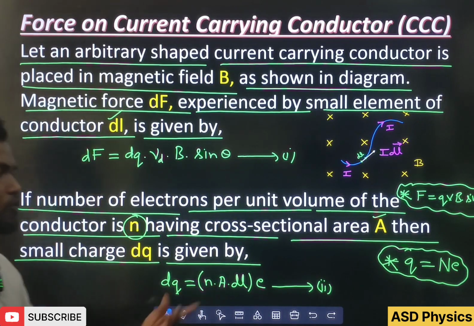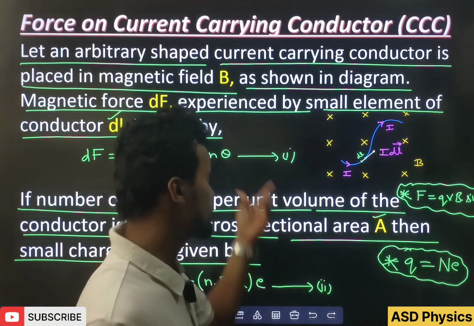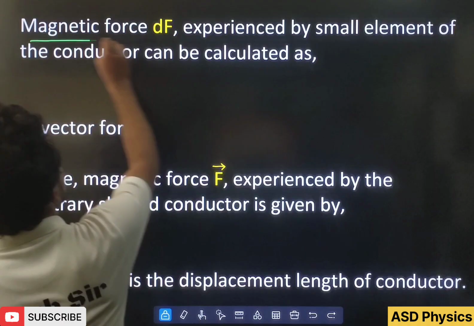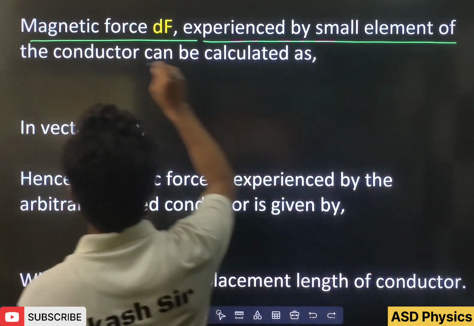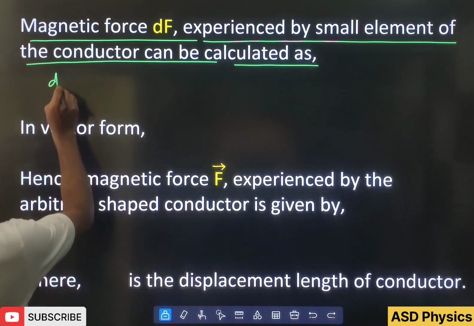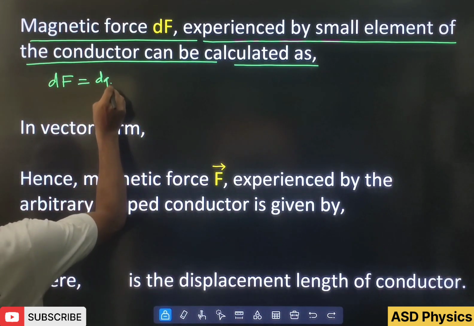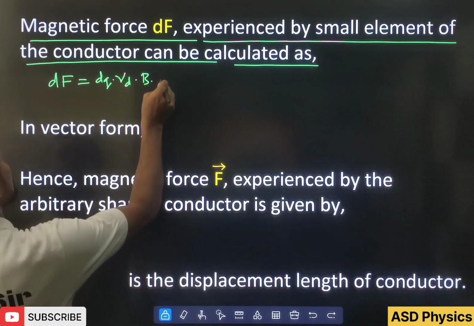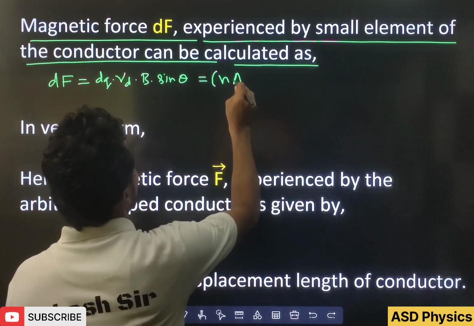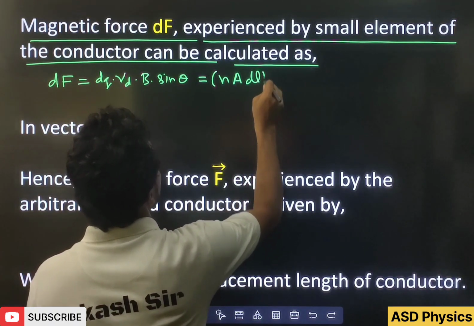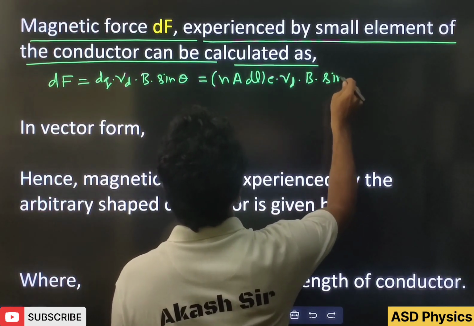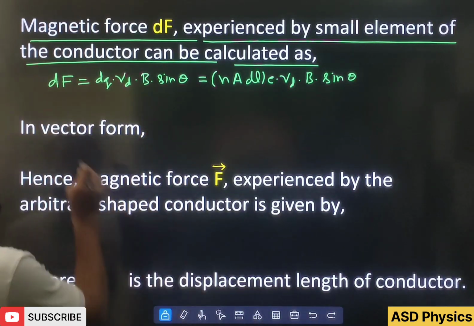Now what I am going to do here: from equation 2 I am going to put the value of dq in equation 1. Okay, so see here please, the magnetic force dF experienced by a small element of the conductor can be calculated as follows. Here dF is dq into Vd into B into sin theta. Now what is the dq value? Can you see here? n A dl into e, and here we write Vd into B into sin theta.